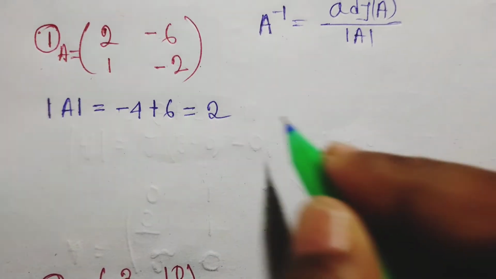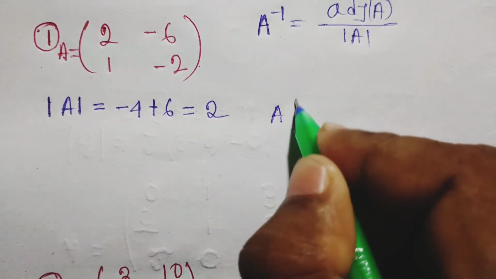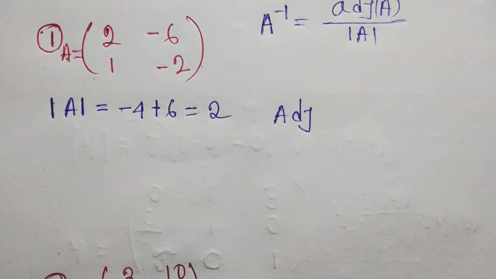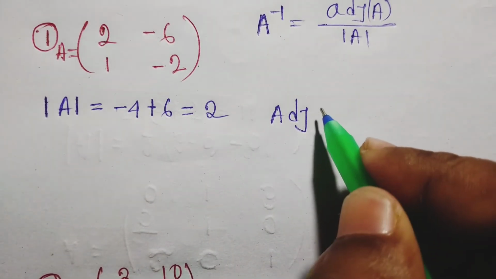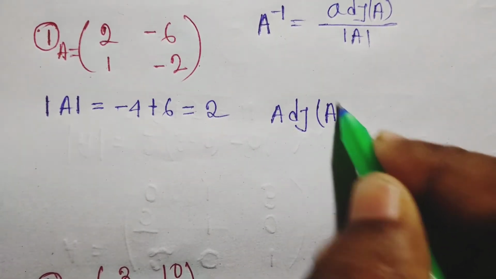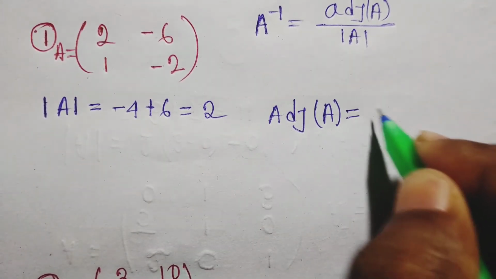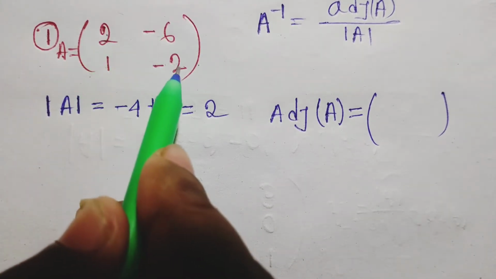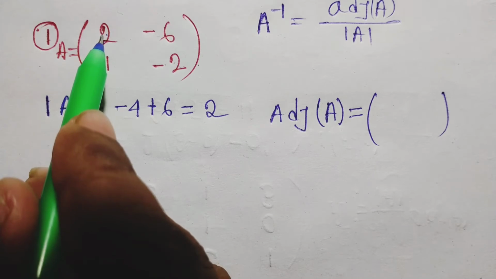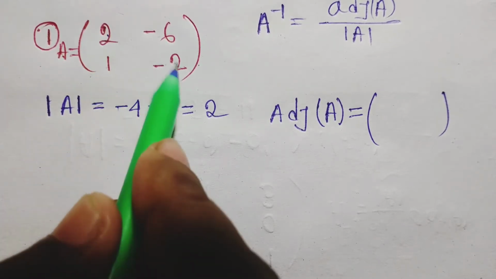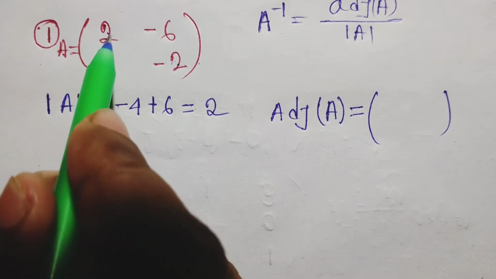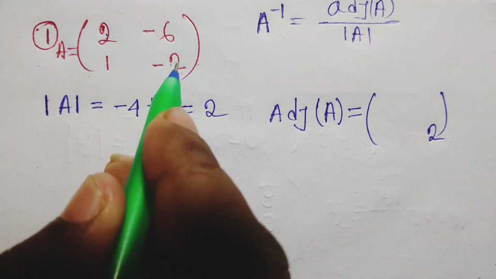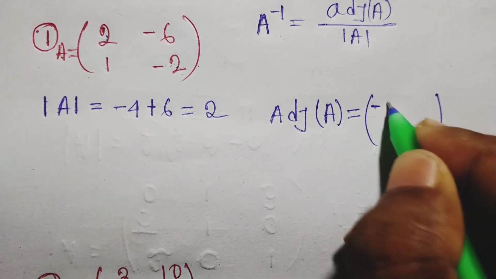Now we have to find the adjoint of a 2 cross 2 ordered matrix, and it's too easy to find the adjoint. According to this diagonal we have to interchange the elements. Always the position of the elements will be interchanged. So here is 2, now we have to put this 2 in this place. So write here 2, and here is minus 2. So we have to put this minus 2 in this place. So here is minus 2.